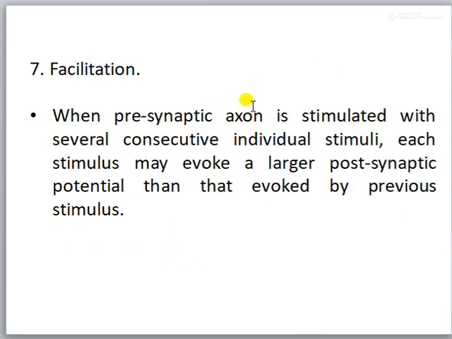Then the next property is facilitation. What is facilitation? When the presynaptic axon is stimulated with several consecutive stimuli, then each stimulation evokes a larger postsynaptic potential than that evoked by the previous stimulus. This is called facilitation.